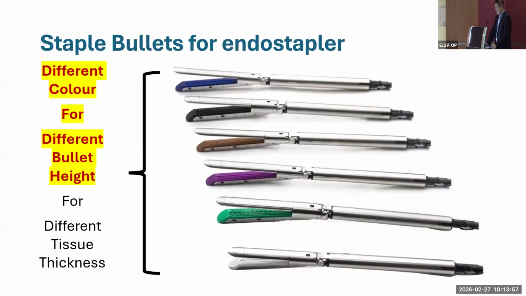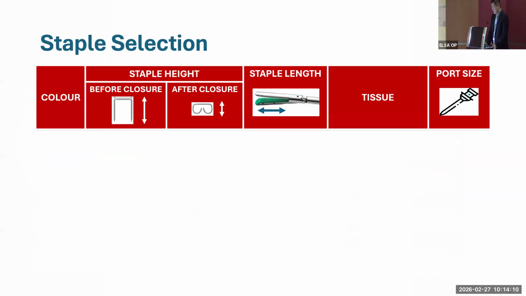You will see a lot of different colors. Different color means different bullet height. At the same time, different bullet height means it is meant for different tissue thickness, right? So whenever you choose a stapler, you must, number one, consider the stapler height. Number two, how long you want the stapler to be. And from here, you choose the color and decide from there.